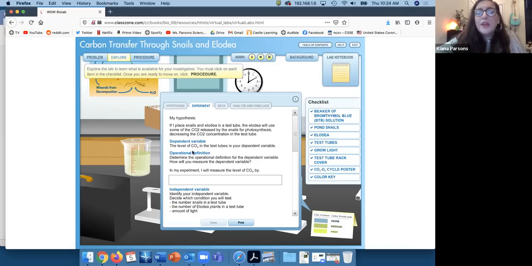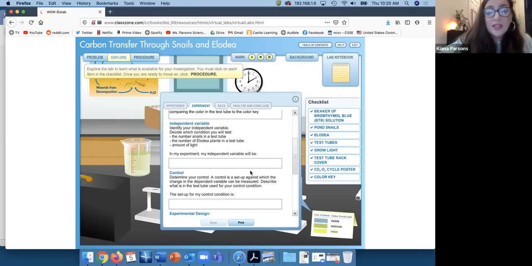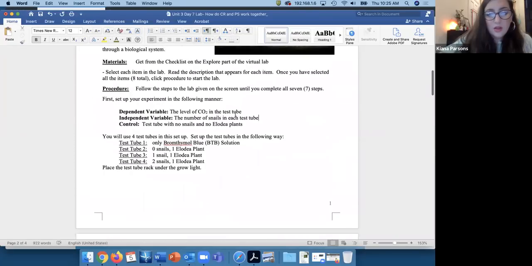So the dependent variable is the level of CO2 in the test tubes. The operational definition, how will we measure it? We'll measure the level of CO2 by comparing the color in the test tube to the color key. And our independent variable, we're going to decide which one we'll use. The one we're going to use is defined for us: the number of snails in each test tube.